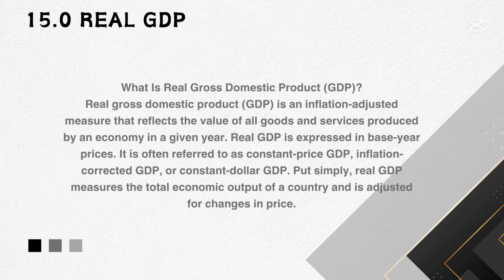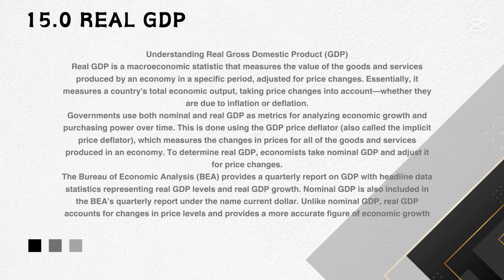What is real gross domestic product? Real gross domestic product is an inflation-adjusted measure that reflects the value of all goods and services produced by an economy in a given year. Real GDP is expressed in base year prices. It is often referred to as constant price GDP, inflation-corrected GDP, or constant dollar GDP. Put simply, real GDP measures the total economic output of a country and is adjusted for changes in price.